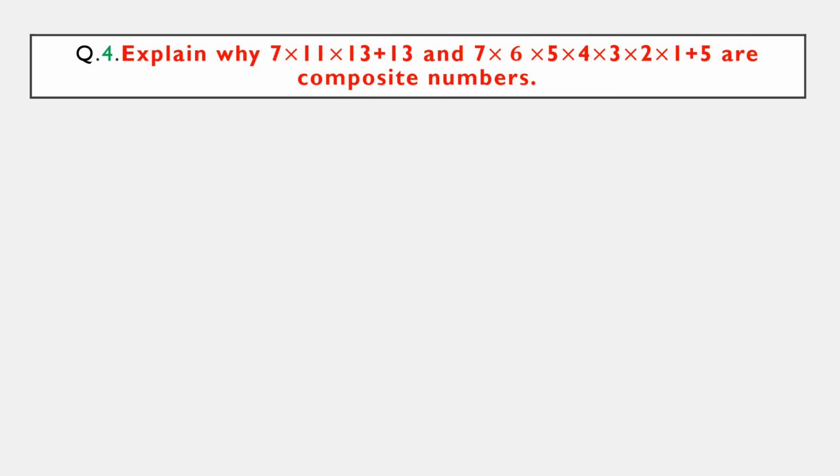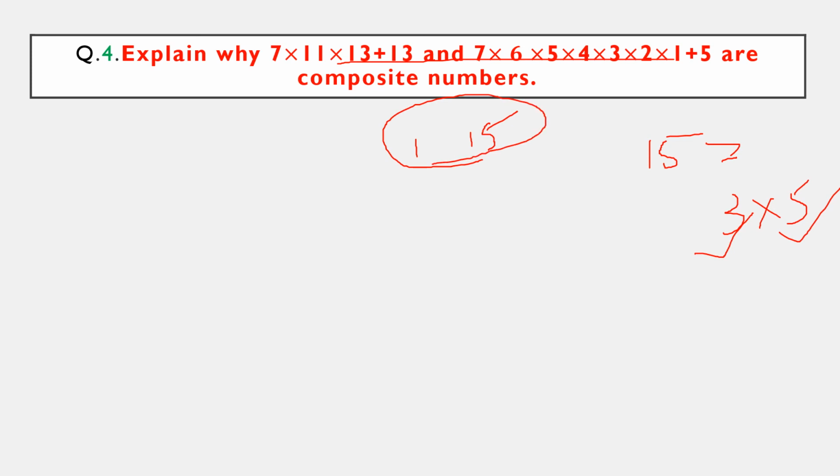Now let us go with this problem. He is asking why these two numbers are composite. Composite means it should go in another table. See here 15, I can write 3 into 5. 3 into 5 means it is going in the 3 table, it is going in the 5 table, it goes in the 1 table and it goes in the 15 table, right? But here I am not mentioning these two numbers because I am not writing them as a product of primes.